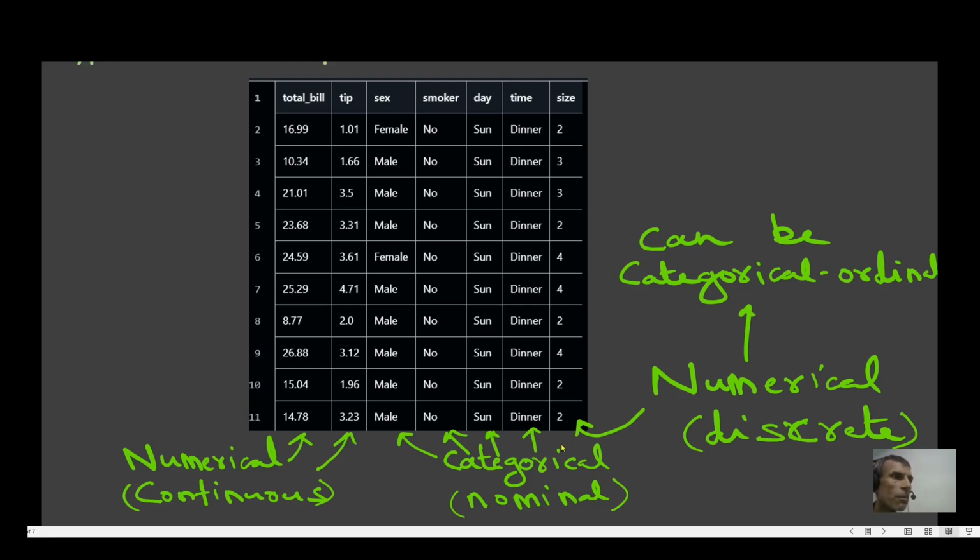Then look at this column right here. This is your size, and the size is going to be anywhere between 2, 3, 4. These are the sizes. So this one is numerical in nature, and by the way, this is discrete. By the way, this can also be categorical, because if you think about it, there's only going to be a finite number of sizes. So this can be converted into categorical data.